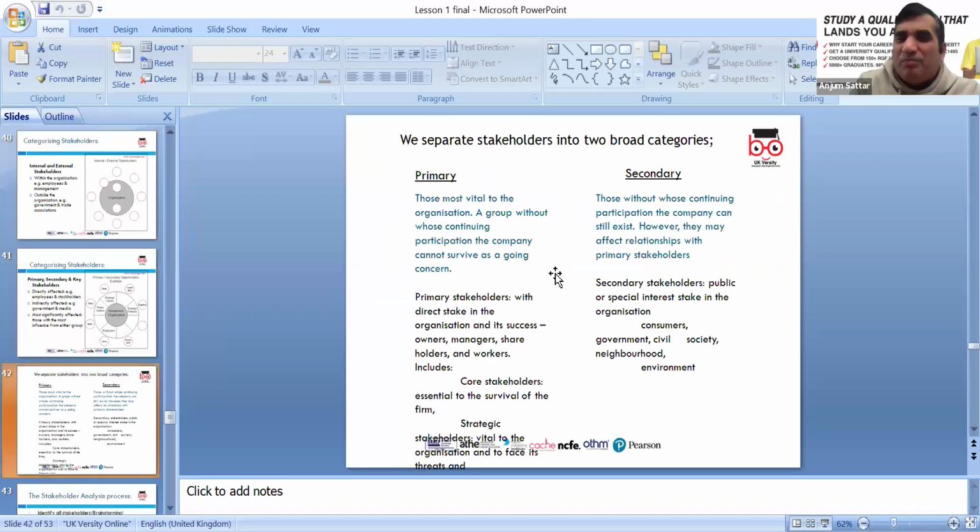Stakeholders can be within the company, within or outside the company, internal versus external, key or secondary, major or minor.